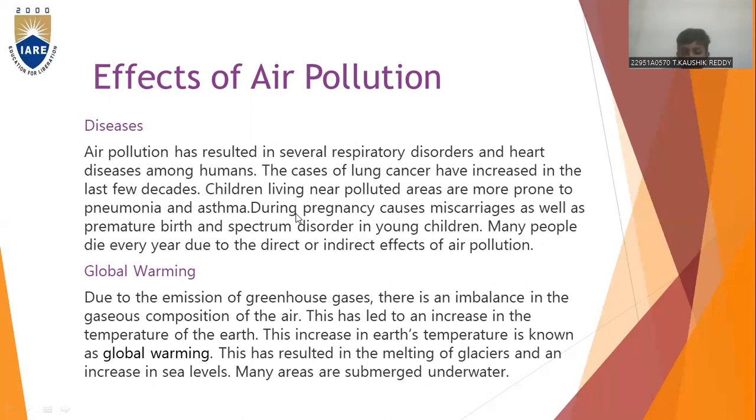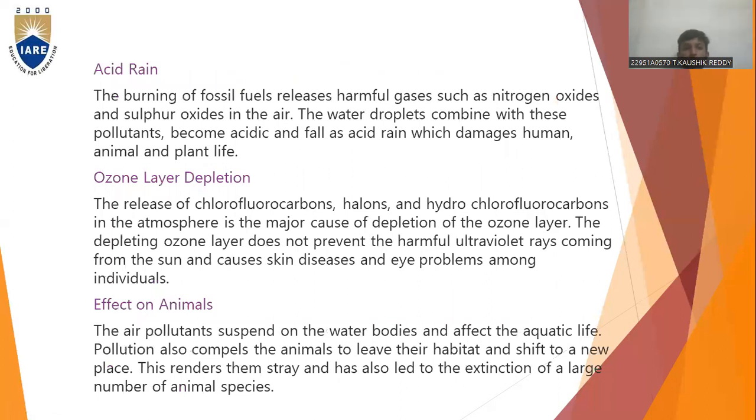So acid rain, another effect. The burning of fossil fuels releases harmful gases such as nitrogen oxides and sulfur oxides in the air. The water droplets, the raindrops, combine with these pollutants, become acidic and fall as acid rain, which damages human, animal, and plant life.